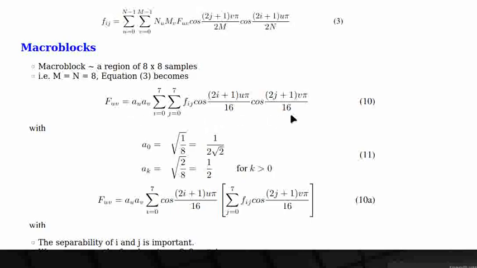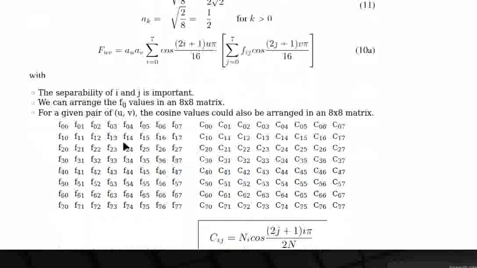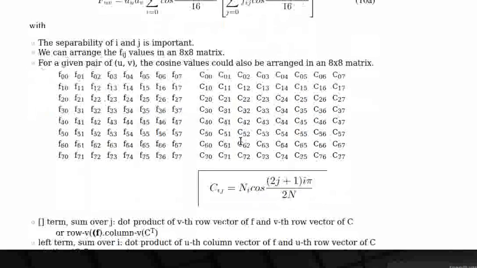The separability of i and j is crucial. The Fij values can be organized into an 8 times 8 matrix. Also, for a given pair of u, v, the corresponding cosine values can also be arranged in an 8 times 8 matrix. The Cij value is given by this formula. It is equal to ni times cosine of (2j plus 1) times i times pi divided by 2n. Ni is given by this formula.